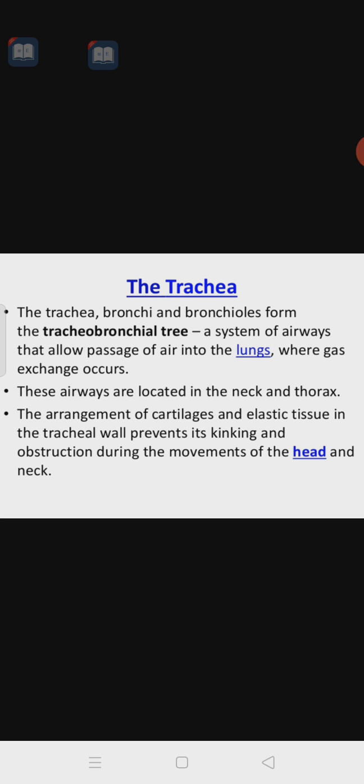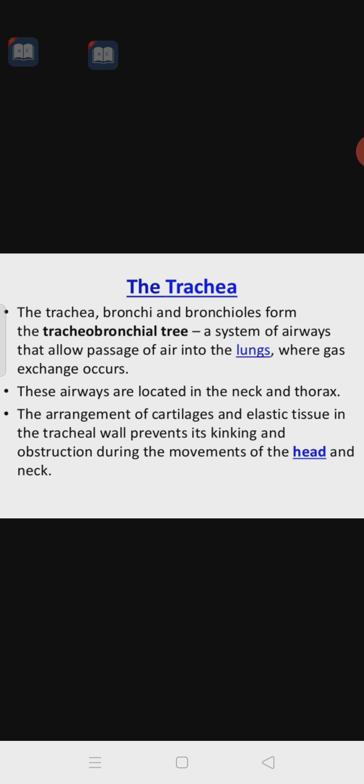These airways are located in the neck and the thorax region. So the respiratory system starts at the nose, then inside it becomes the neck region, then the thorax region. You know the parts of the body: the head, thorax, and the lower part is the abdomen. In the thorax, the heart, respiratory system and lungs are present. So the airways are located in the neck region and in the thorax region. Okay, that is the chest region.